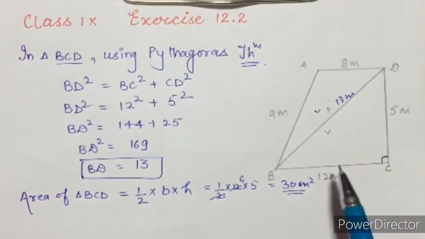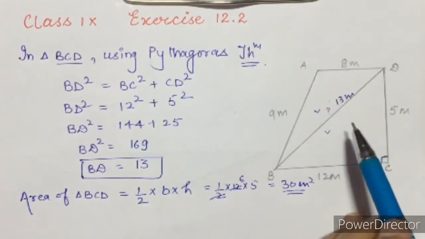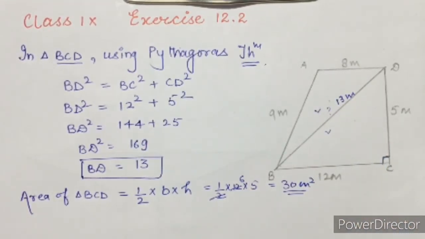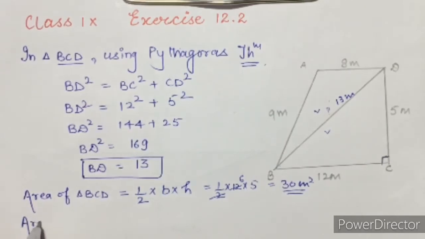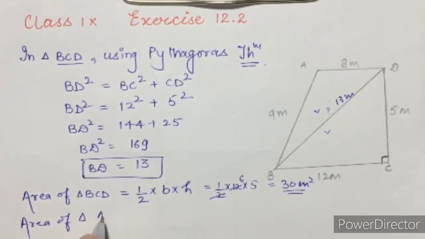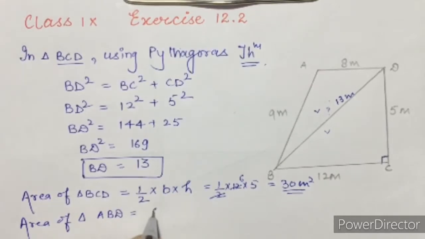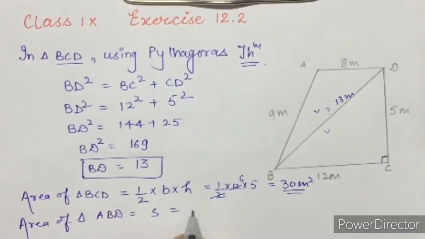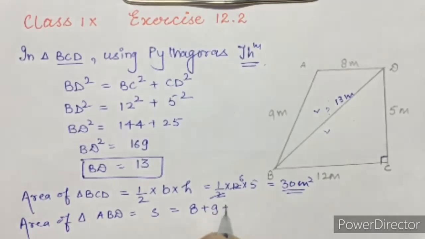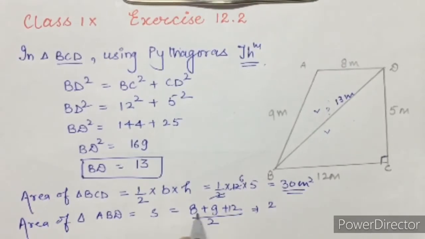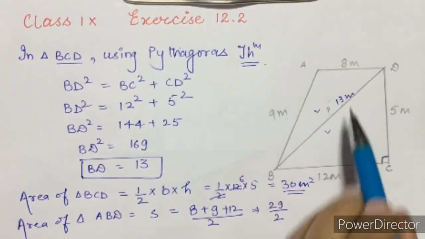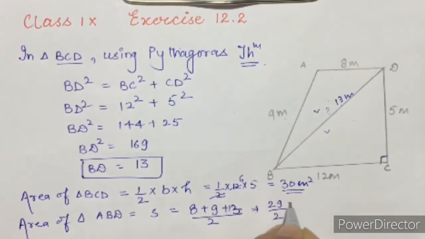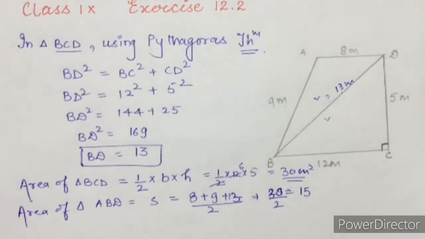This is not a right angle triangle. This is a scalene triangle. All three sides are different. So what can we use? We will use Heron's formula. Area of triangle ABD. First I will find the semi-perimeter. Semi-perimeter is the sum of all sides, 8 plus 9 plus 13, divided by 2. 8 plus 9 is 17, 17 plus 13, this is 13, students, sorry. So it will be 30. 30 divided by 2, I will get 15 as my semi-perimeter.